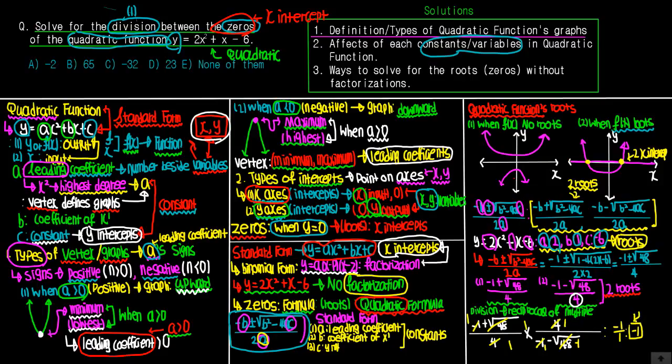So if we go back to our choices, A is negative 2, not it. B is not, C is not, D is not. So our answer will be none of them.